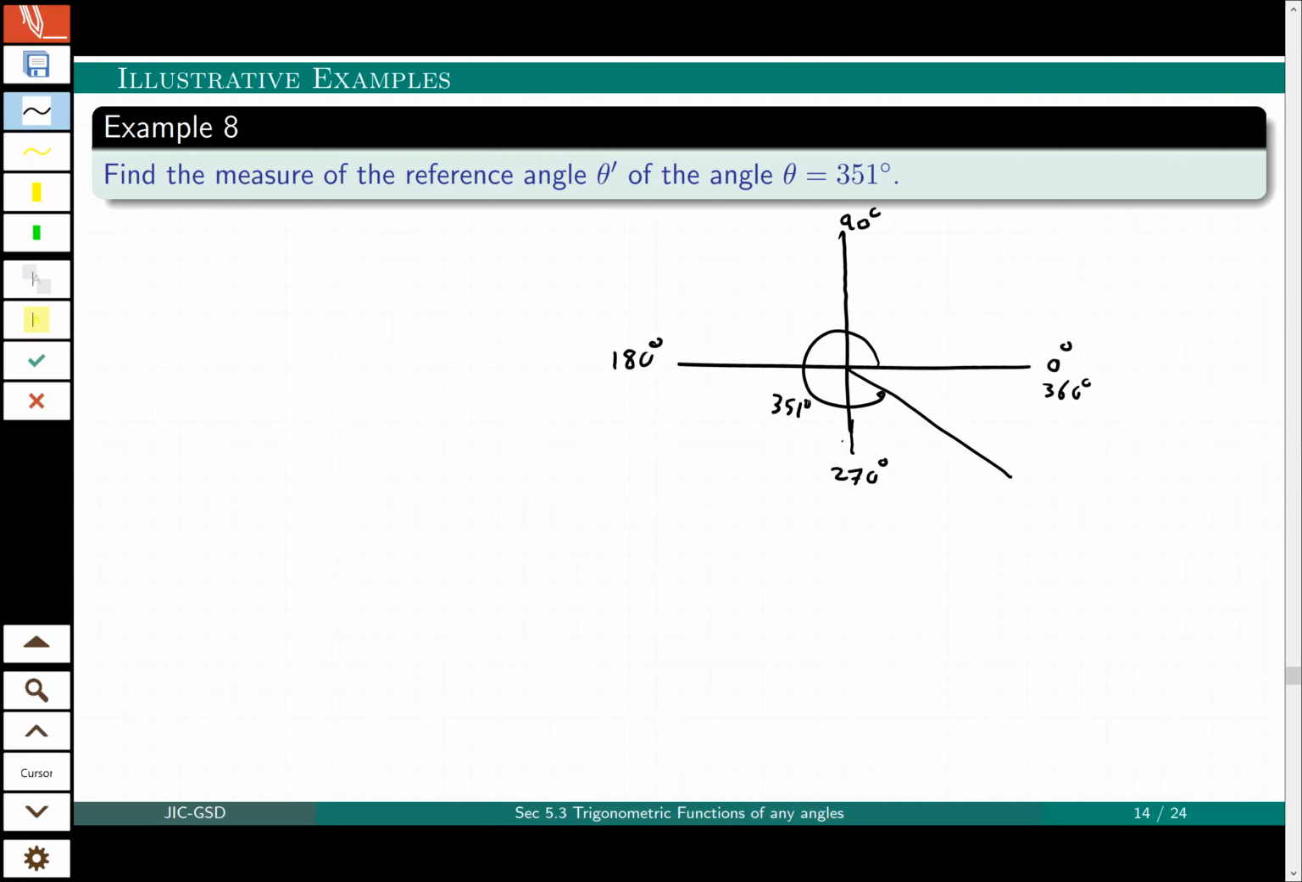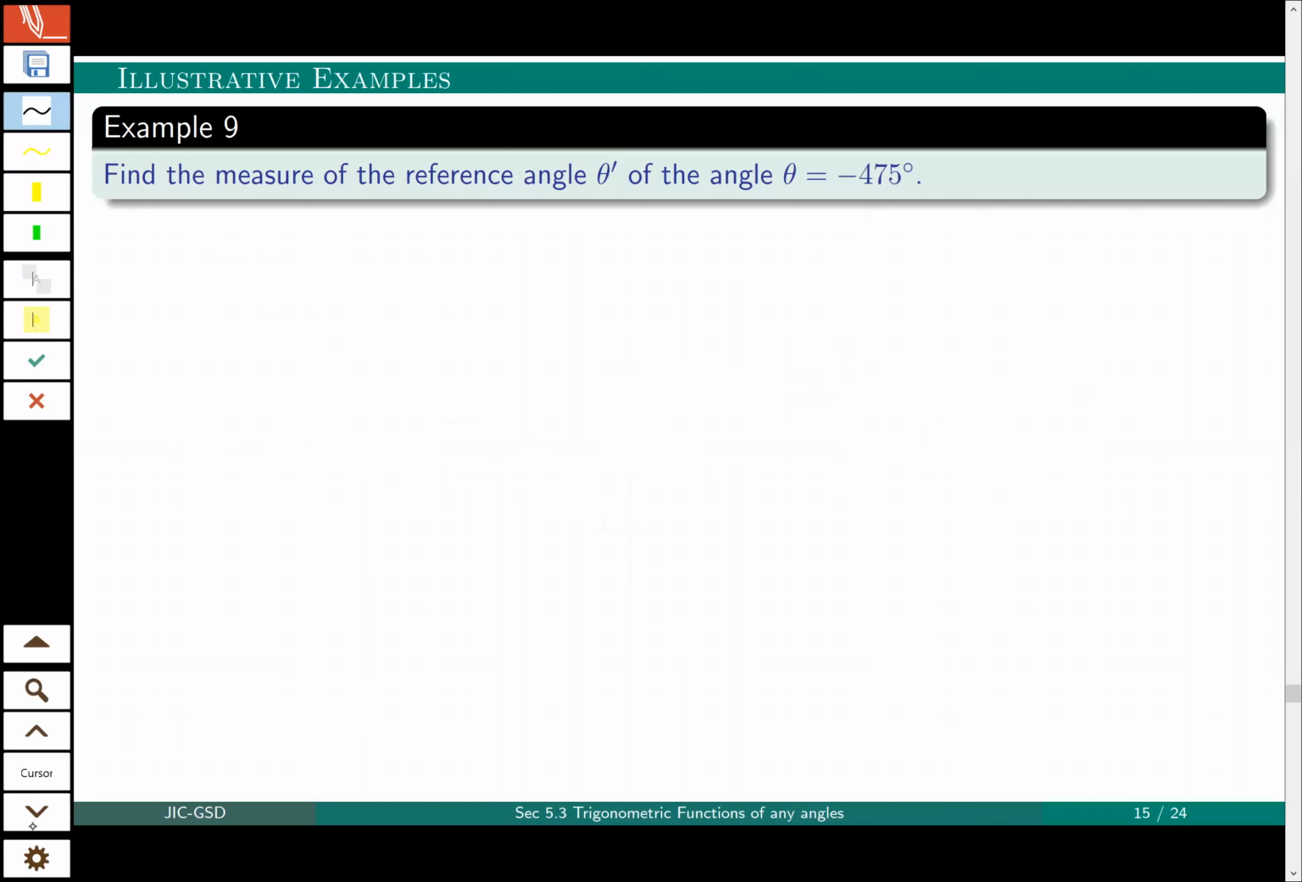So that is the angle 351, and our reference angle is this one. What's the reference angle? The reference angle is 360 minus 351, and the reference angle will become 10 minus 1, which is 9. So 9 degrees is the reference angle.